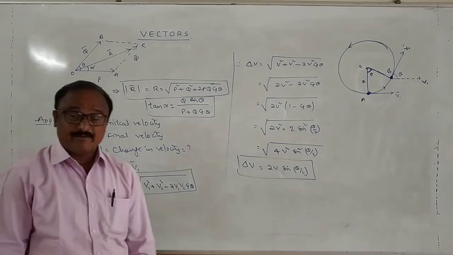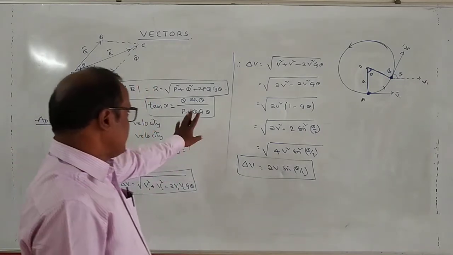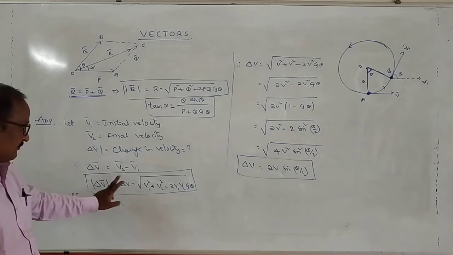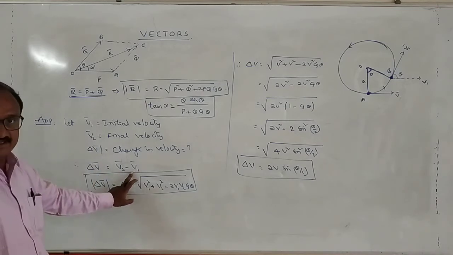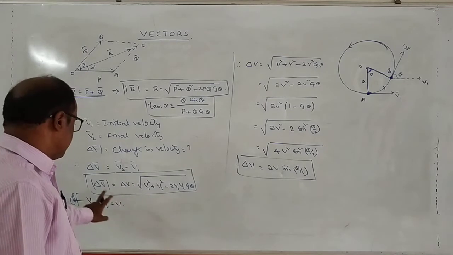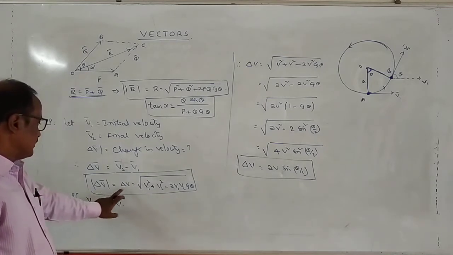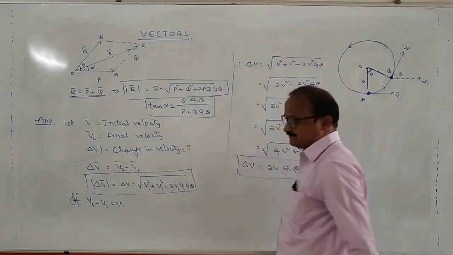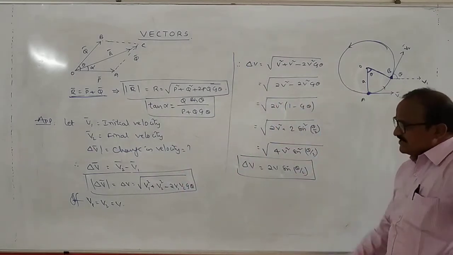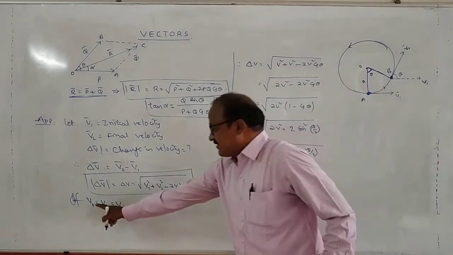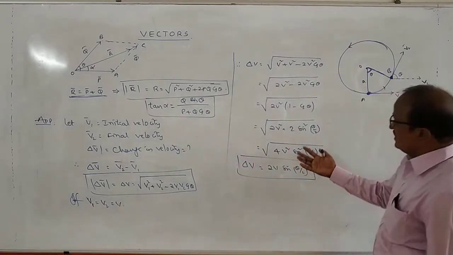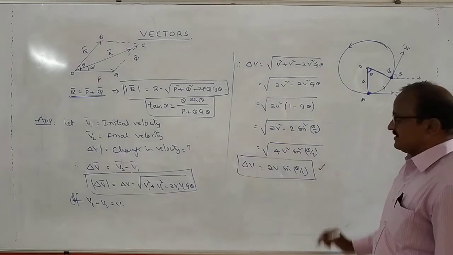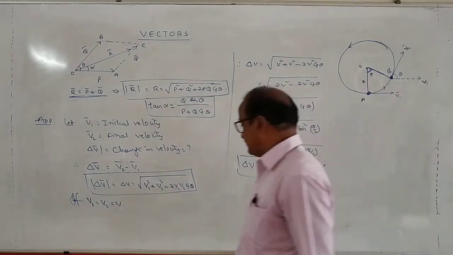Remember, my dear students, change in velocity is always delta v bar is equal to final velocity minus initial velocity, v2 bar minus v1 bar. The magnitude of change in velocity is delta v equal to root of v1 square plus v2 square minus 2 v1 v2 cos theta. Suppose the magnitude of velocity remains constant, v1 equal to v2 equal to v, then the magnitude of change in velocity is equal to 2v sin theta by 2.